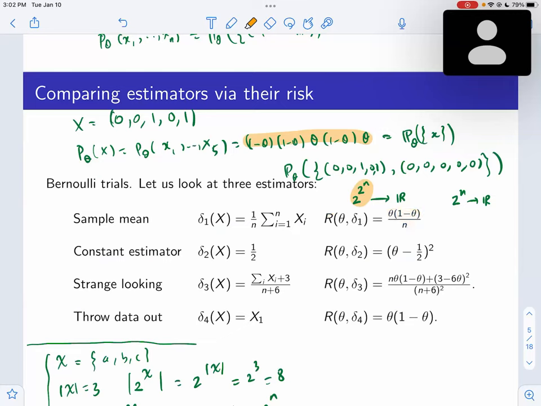There's another estimator, which is the constant estimator. This one ignores the observation. It just assumes that the coin is fair, and always outputs one half. This is also an estimator. It may or may not be a good estimator, but it's a candidate. For this one, you can easily calculate the risk. It would be theta minus one half, squared. So why is that?